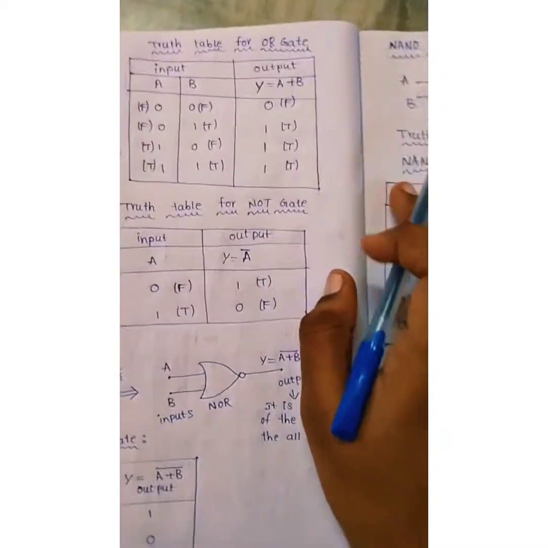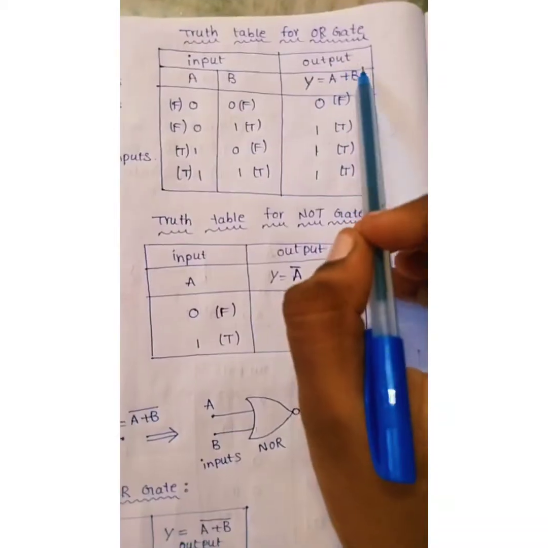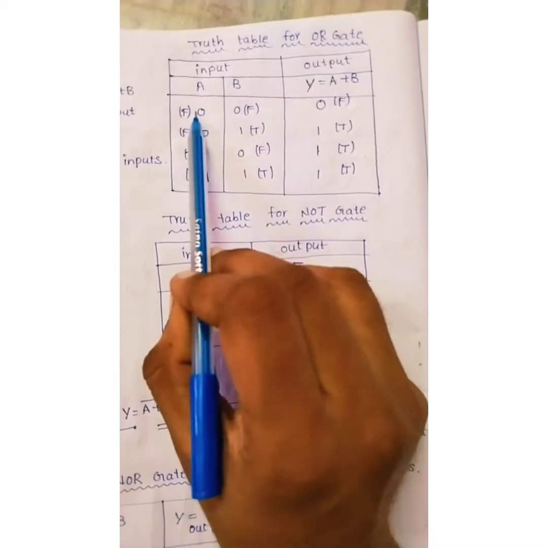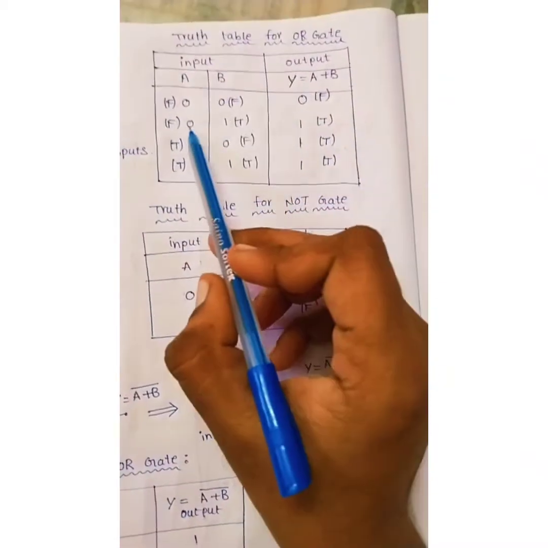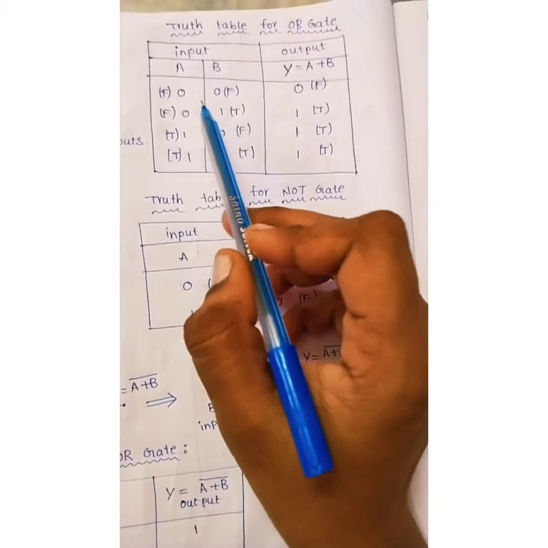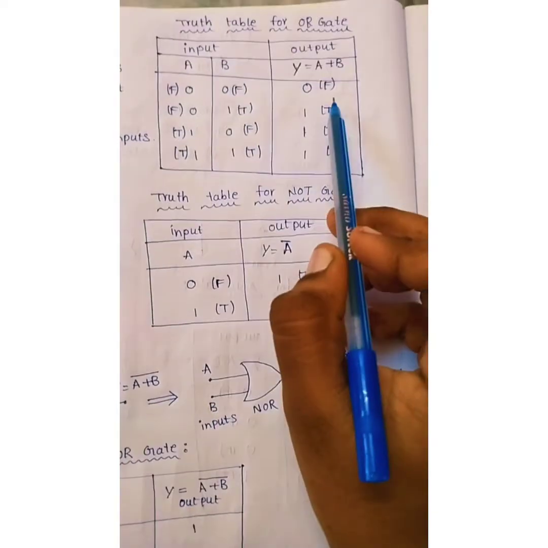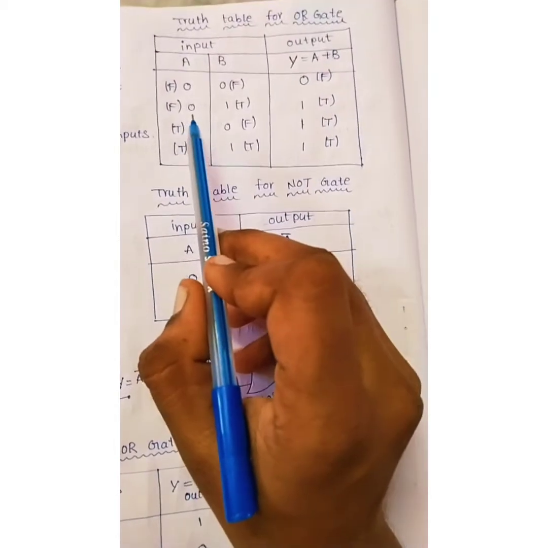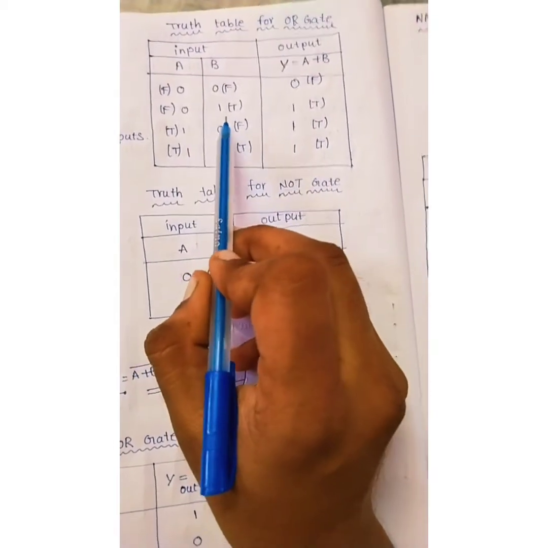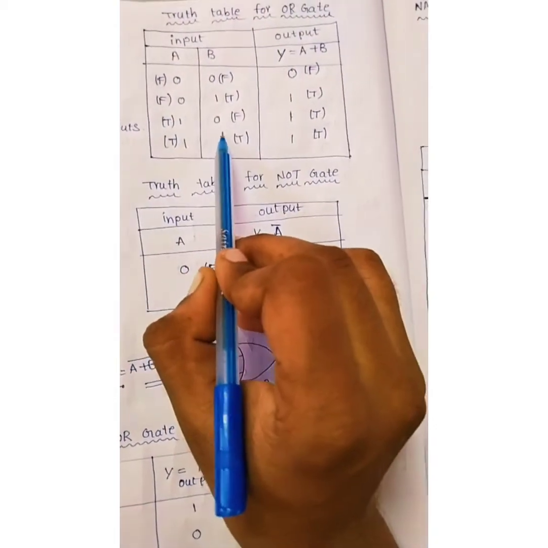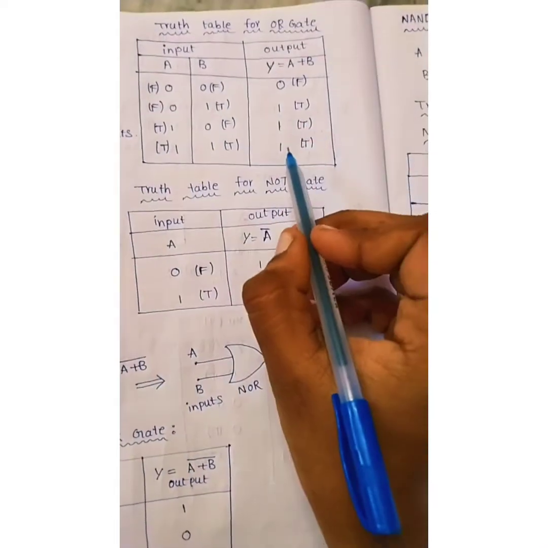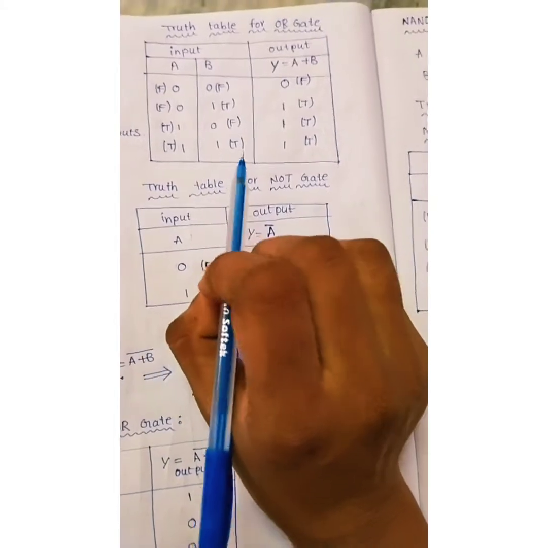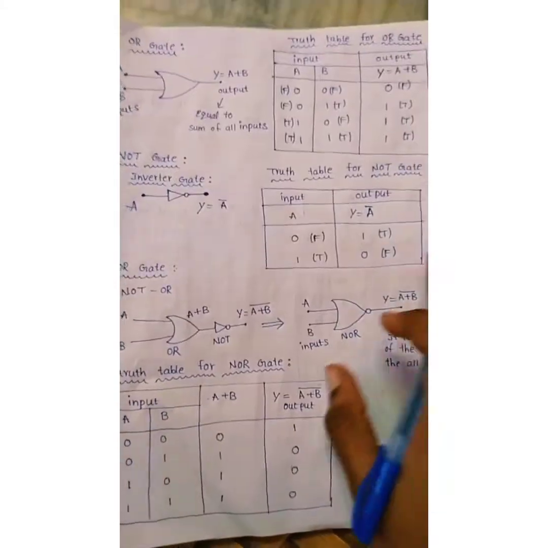Now see the truth table of the OR gate. Here we take the inputs A and B and the output is y equal to A plus B. Taking the inputs 0 0, 0 plus 0, the output comes 0, and 0 1, 0 plus 1 is 1, 1 plus 0 is 1, 1 plus 1. Here we take 1 as the output. So this is the OR gate.